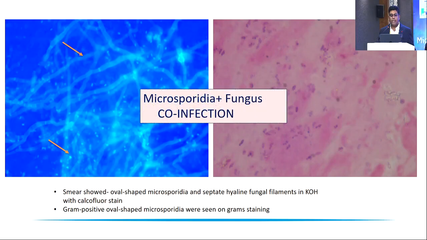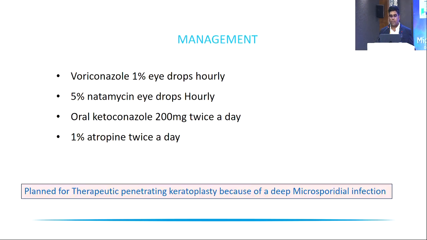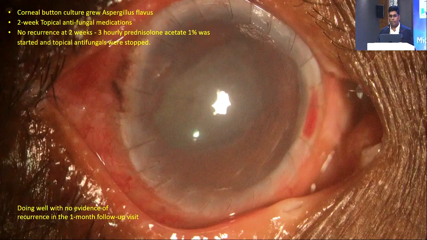The corneal scraping revealed oval-shaped microsporidia along with septate hyaline fungal filaments. So a diagnosis of microsporidia and fungus co-infection was made and the patient was started on antifungal and eventually ended up with a therapeutic PK in view of deep microsporidial infection. The corneal button grew Aspergillus flavus. There was no recurrence in 2 weeks and the patient was started on topical steroids.